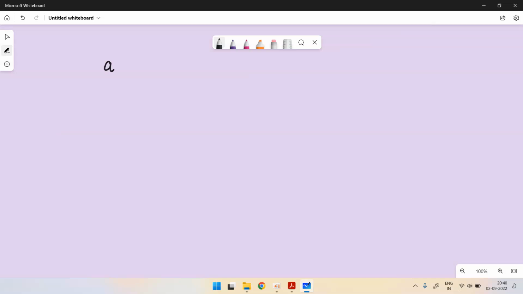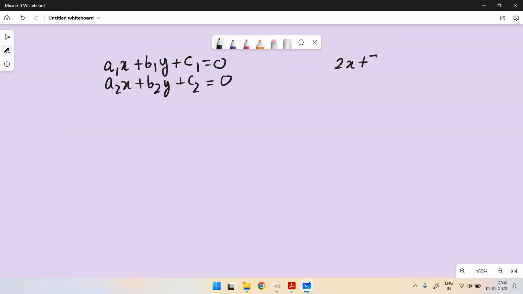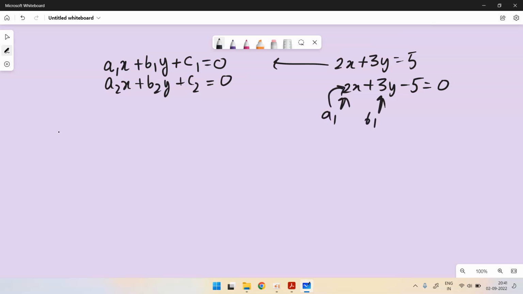Suppose the two equations are a1x plus b1y plus c1 equal to 0, and next is a2x plus b2y plus c2 equal to 0. See, if you have an equation like 2x plus 3y equal to 5, then it can be written in this form as 2x plus 3y minus 5 equal to 0. That is, a1 equal to 2, b1 equal to 3, and c1 equal to minus 5.